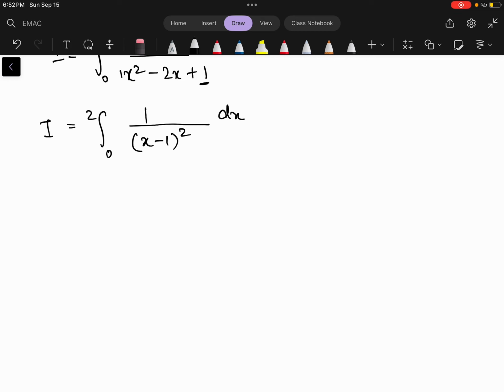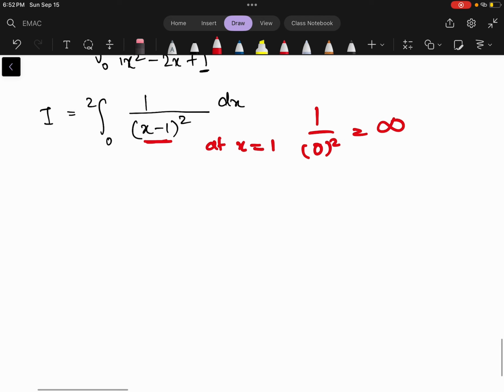Okay, so by looking at this integral, we can see that since there's this x minus 1 term, at x equal to 1, this would be 1 over 0 squared, which is infinity, which means that there's a singularity in this integral. So what we have to do in situations like these, especially when we're evaluating over an interval, is we have to work around this singularity and essentially split the integral into 2 or 3 parts around the singularity. So we're going to do just that here.